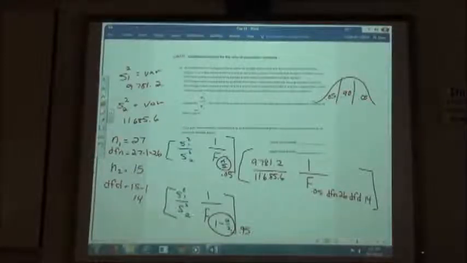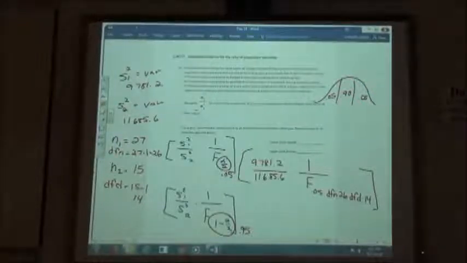So 9,781.2 divided by 11,685.6 times 1 divided by the F sub, which is over on the right, yep. And we would use 0.05.